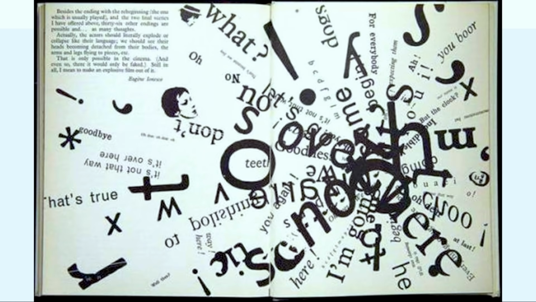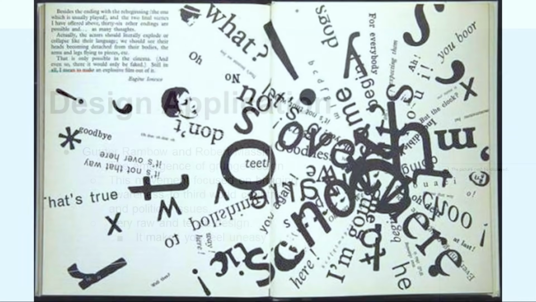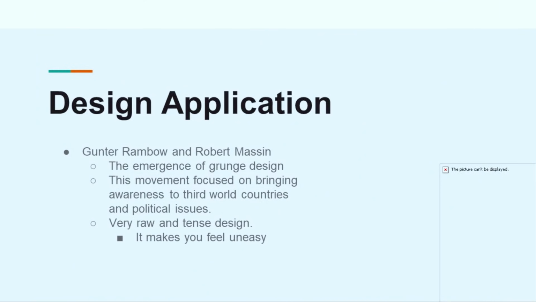All right, so this is what is considered the grunge movement of design. The grunge movement of design was an expression. It was a resurgence of a movement focusing on third world awareness. It was really heavy in political views. It was very raw, very tense. It's the type of design that makes you very uneasy when you look at it. They accomplished that very well.